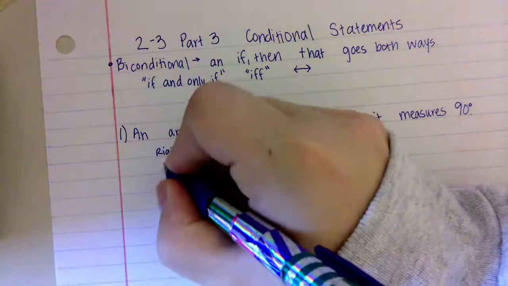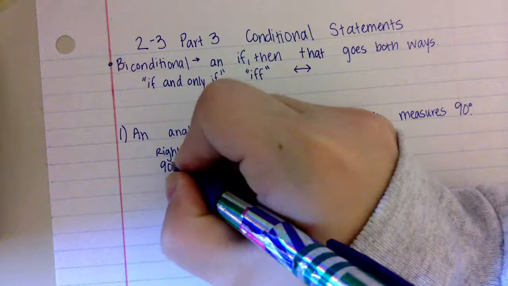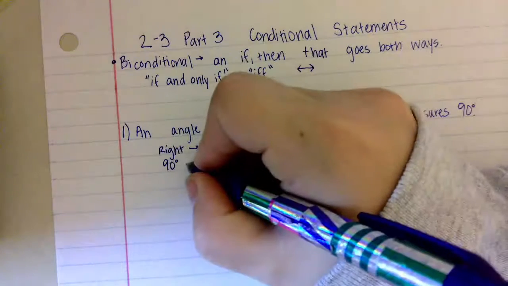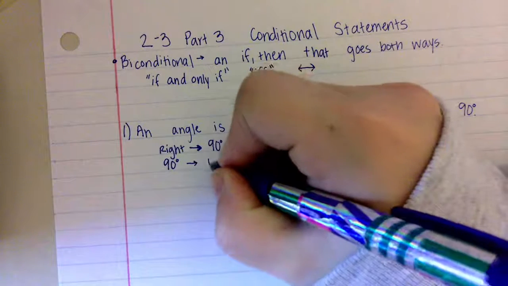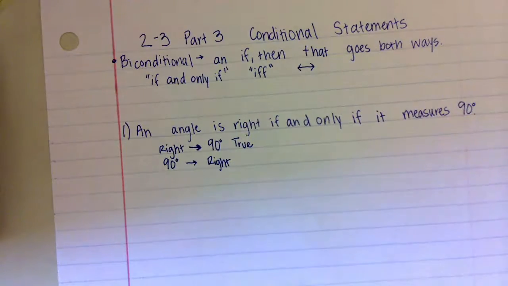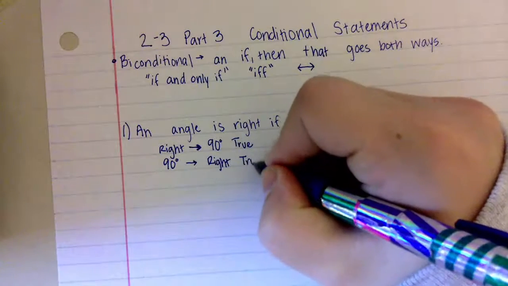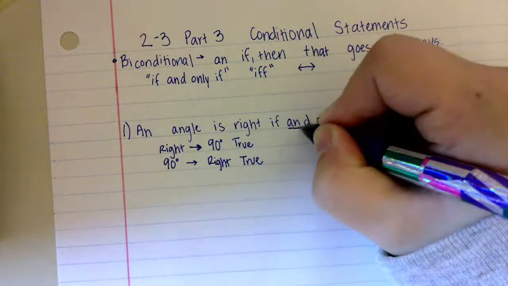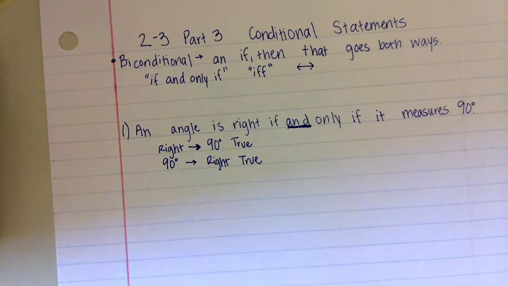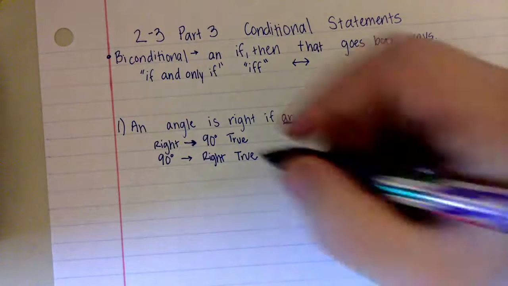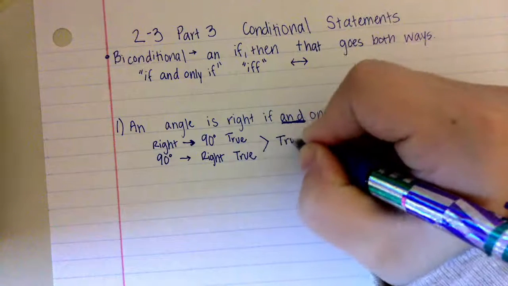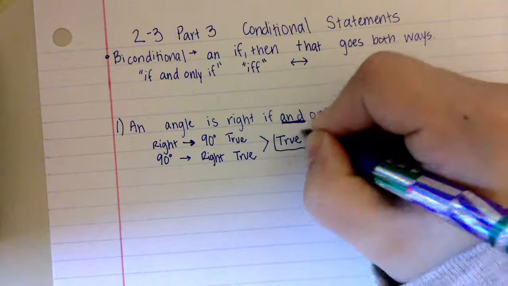Okay, and then we flip it. We do the converse. Remember, converse means we switch places. If I see a 90-degree angle, can I just call that a right angle? Yep, that's true. So this is an if and only if. This goes back to our logic: for an and statement to work, both statements have to be true. In this case, both statements are true, so our truth value for the overall biconditional is true.